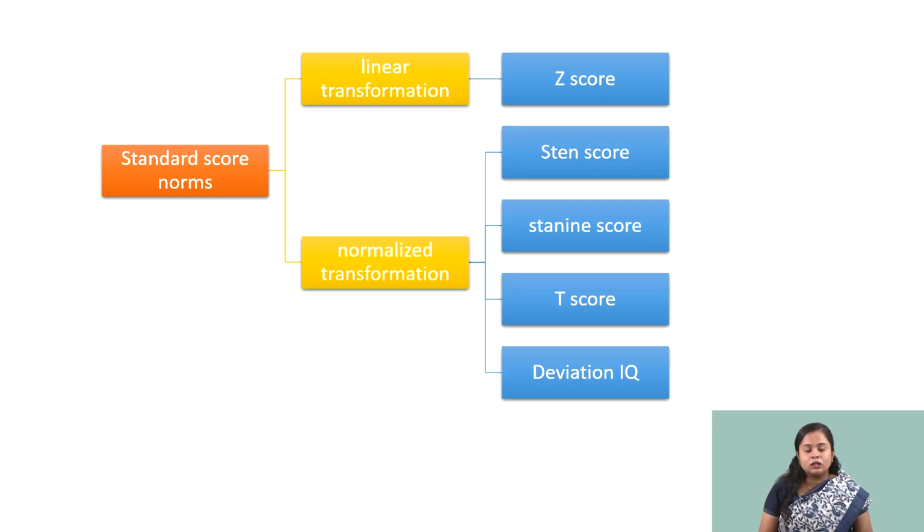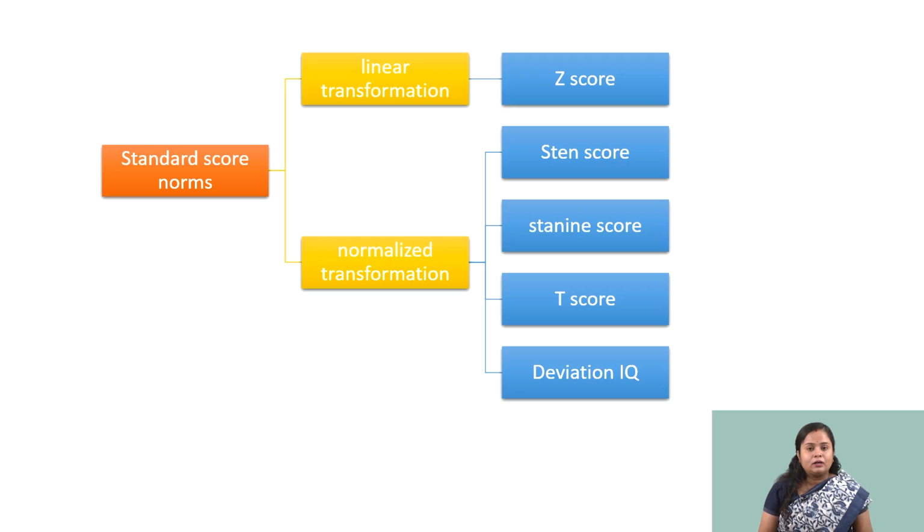In the earlier lecture, Types of Norms Part 1, I considered and elaborated age-related norms, age-equivalent norms, grade-equivalent norms, and percentile rank norms. Another most important type of norms is standard score norms.